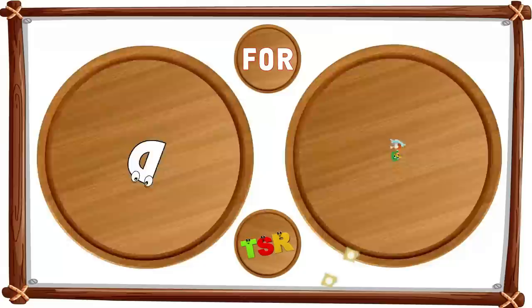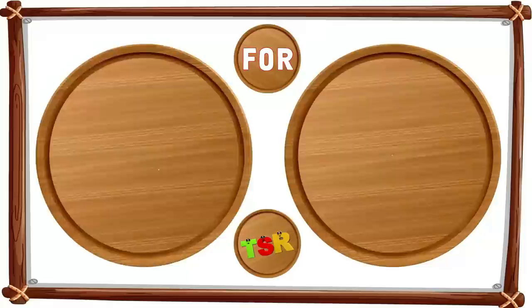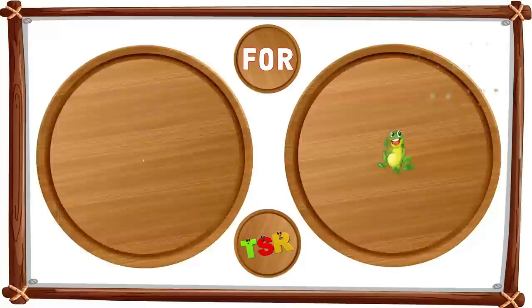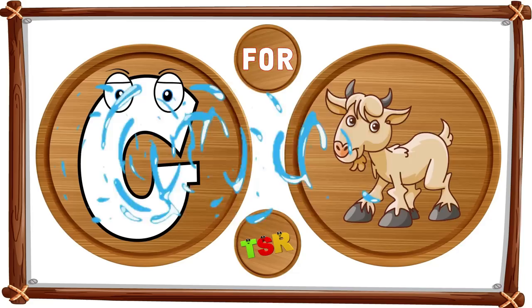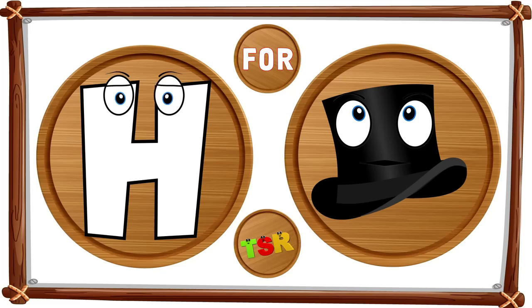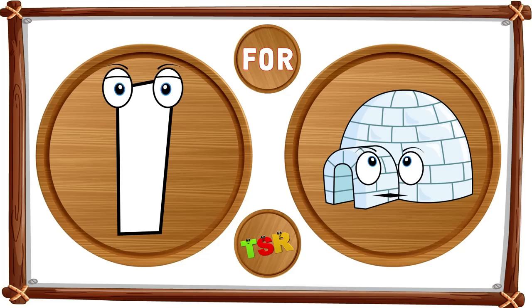E. E for elephant. F. F for frog. G for goat. H. H for hat. I. I for igloo.